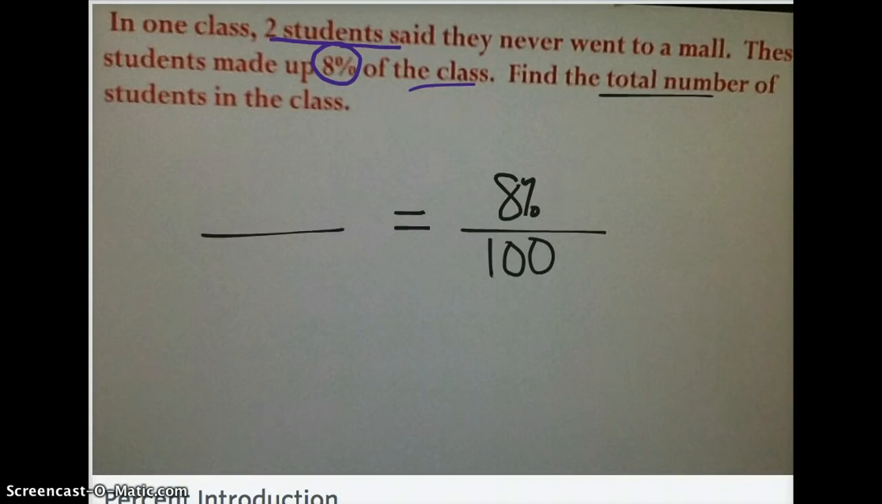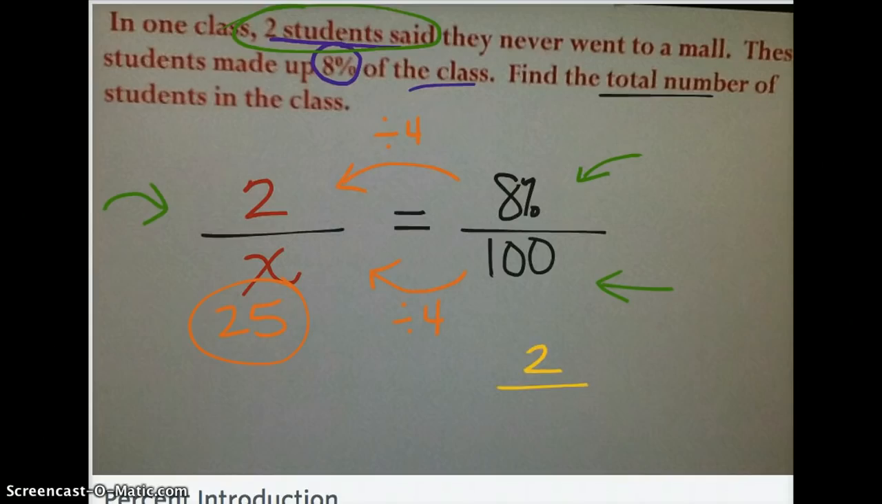Now it says I have 2 students that never went to the mall. You have to think, is that the part of the class? Is that the 8% of the class? Or is it 100% of the class? Is it the whole class? Well, the 2 students, that's just part of the class, so that goes on top. I want to know the whole class, how many kids are in the entire class. Now I can solve it. I'll go across. From 8 to 2, it's divided by 4. So I can do 100 divided by 4, which is 25. So there were 25 students in the entire class.